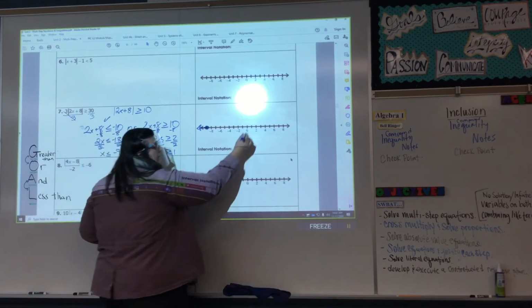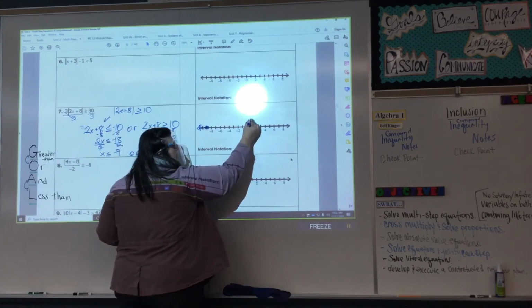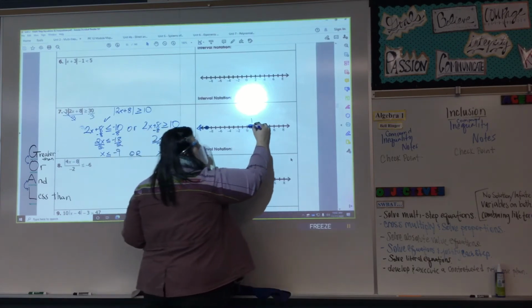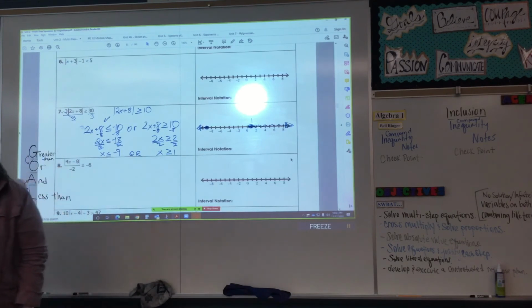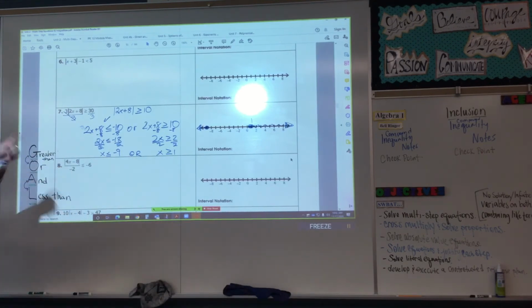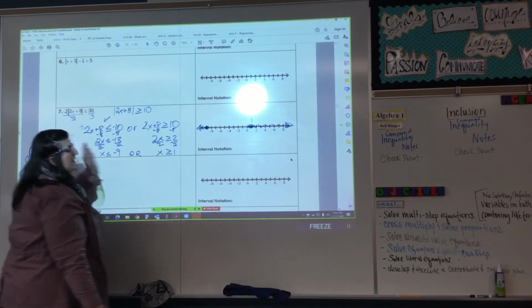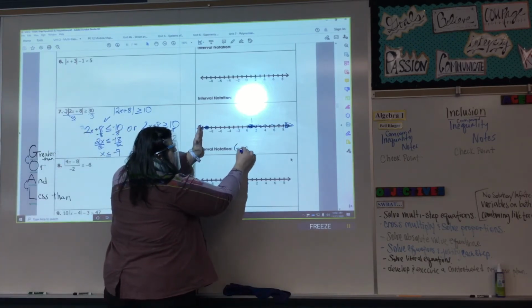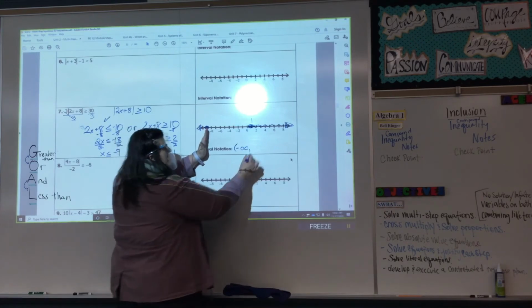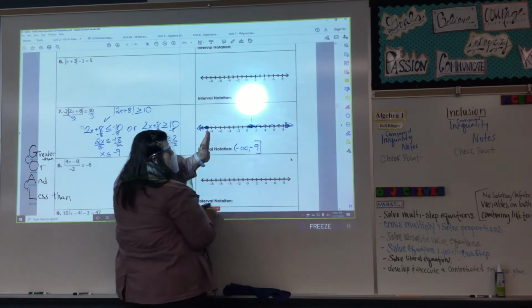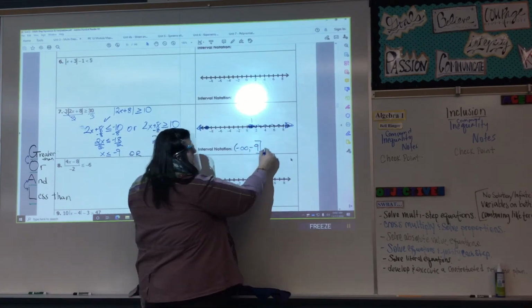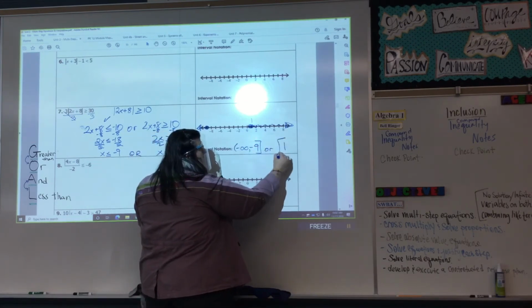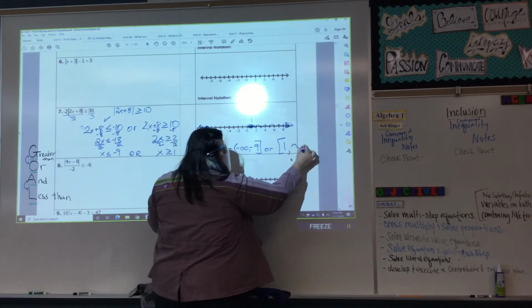Find 1 on our graph right here. Mark it because it's not listed. Shade to the right. Read my graph left to right. I'm coming in from negative infinity, so that is a parenthesis. I stop at negative 9, that's a closed dot, closed bracket. Keep traveling, stop at 1. So my or in between, 1 is a closed dot, so it's a bracket, and I go to infinity.